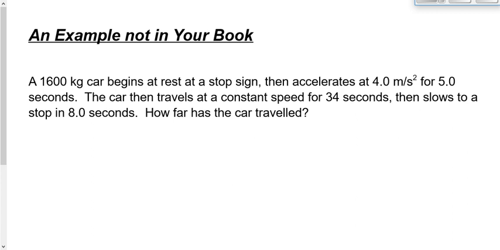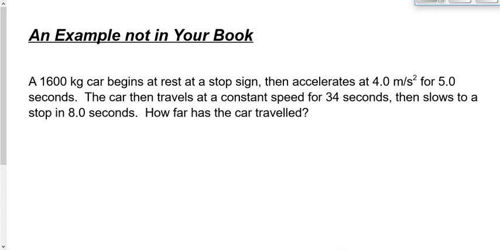So this question says a 1,600 kilogram car begins at rest at a stop sign, then accelerates 4.0 meters per second squared for 5 seconds, and then travels at a constant speed for 34 seconds, and then slows to a stop in 8 seconds. How far has the car traveled? What you got to recognize in this question is that there's more than one thing going on. There's an acceleration, and then there's a constant velocity, and then there's a deceleration.